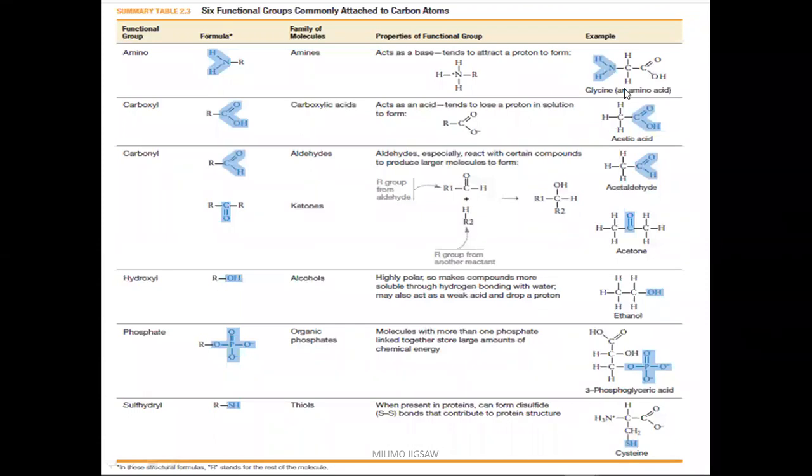So for example, which functional groups are found in carbohydrates? We've mentioned that in carbohydrates, we're able to find the hydroxyl group. In carbohydrates, we are also able to find the carbonyl group, which could be a ketone or an aldehyde group. So you need to know the functional groups in relation to the biomolecules.